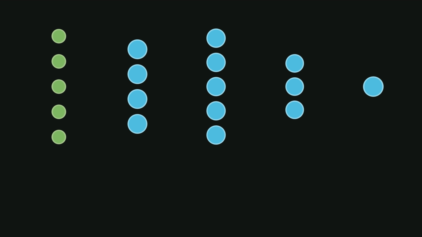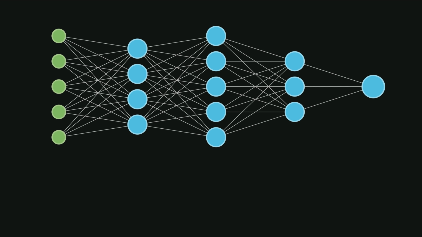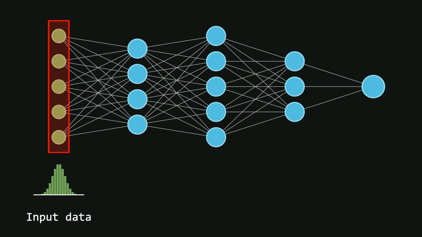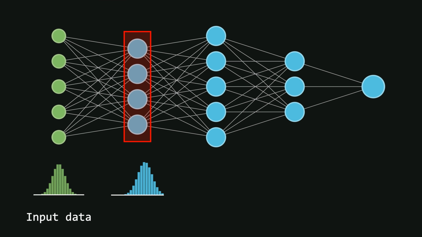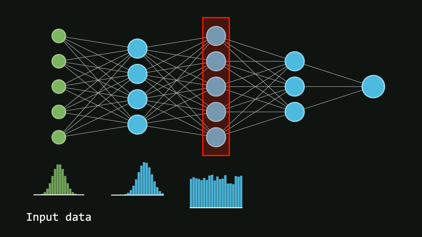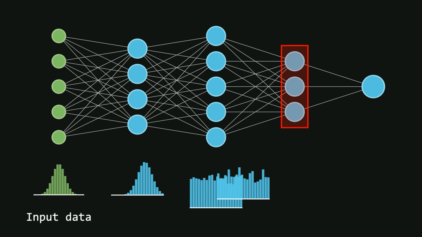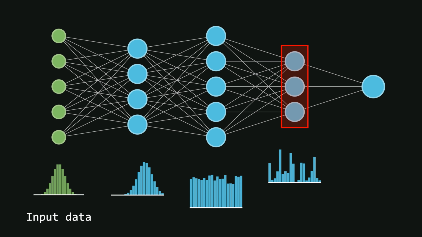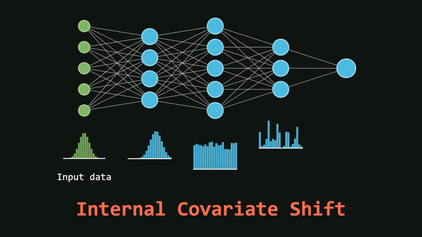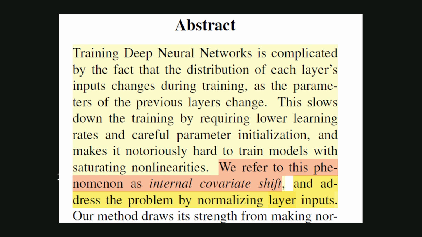Now imagine we have a deep neural network. Suppose the input data is already normalized, but as it travels through the layers, something interesting happens. The distribution of each layer's input keeps changing, layer by layer. This shifting distribution makes the network unstable and harder to train. In the original batch normalization paper, this problem was called internal covariate shift: the idea that each layer has to constantly adapt to the changing input distributions from the previous layers.